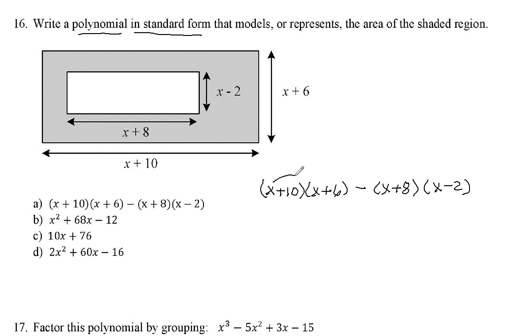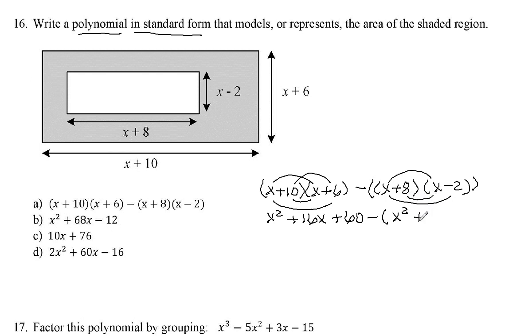So we got to do FOIL here. So first terms, x squared. Outer terms, 6x. Inner terms, 10x. That's 16x. Last terms, 60. And got to be a little bit careful here. This multiplication comes before the subtraction. So minus first terms, x squared. Outer terms, negative 2x. Inner terms, positive 8x. That's plus 6x. And last terms, negative 16.